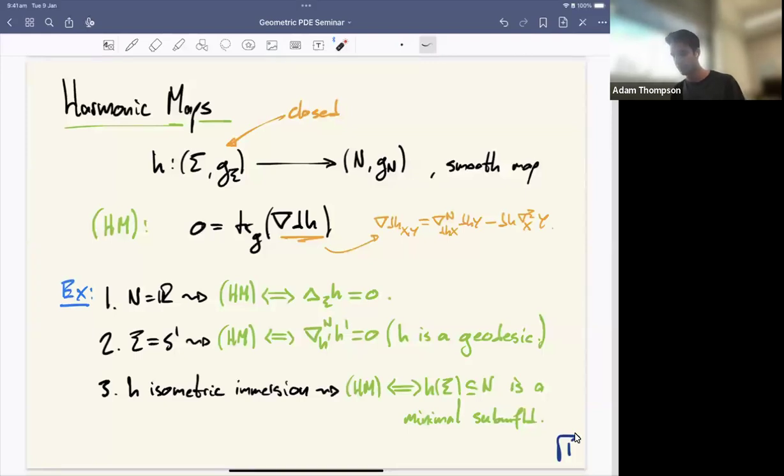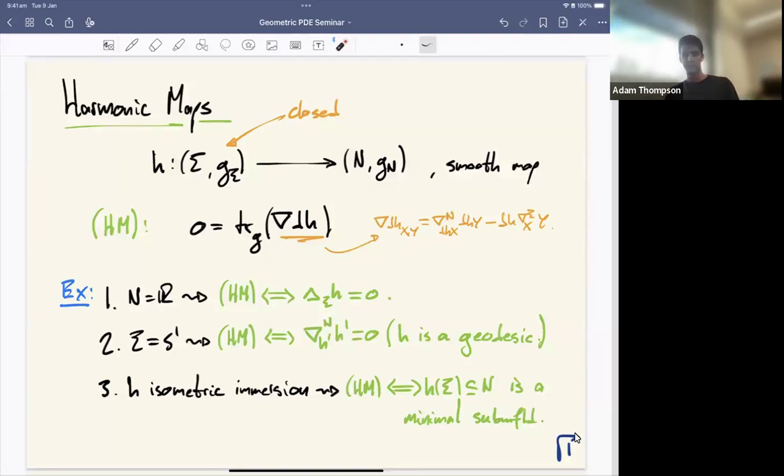Okay. The second natural equation that appears here is if my domain is one-dimensional. Since I asked for it to be closed, and I'm going to tacitly assume that it's always connected, this forces me to have S^1. And then this harmonic map equation becomes precisely the condition that h, or the image of h more precisely, is a closed geodesic. Okay, so this is, of course, another natural equation in Riemannian geometry.